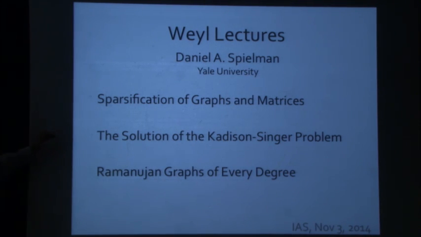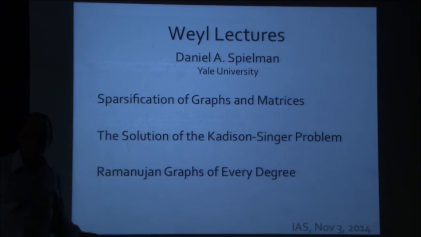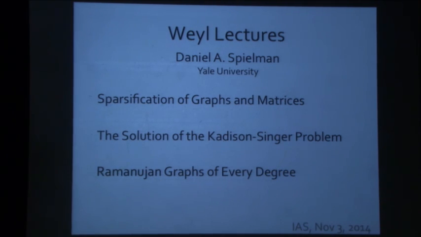And I will tell you about Ramanujan graphs in the 3rd lecture and show you a new proof, the first proof, that there exist Ramanujan graphs of every degree. Part of my goal in today's lecture is to explain what these 2 things have to do with each other, because it's not at all a priori clear that Ramanujan graphs have anything to do with the Cadison-Singer problem. Formally they don't, but in terms of techniques, there's a lot in common in thinking about them.